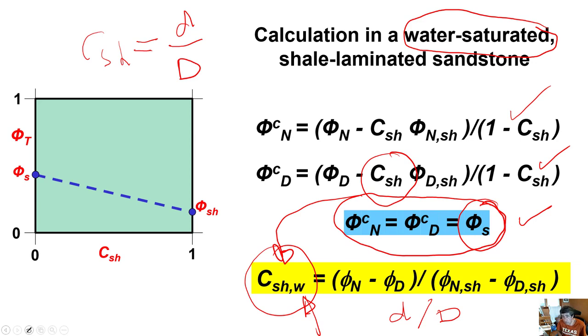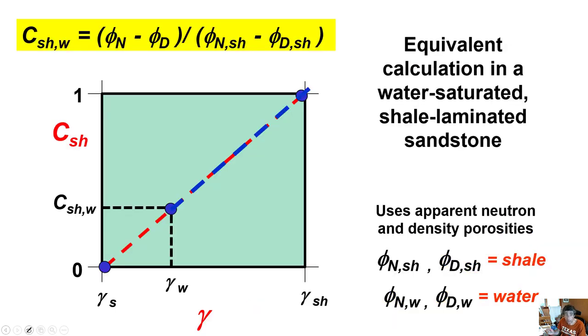And as a consequence, now we have an equation to calculate volumetric concentration of shale. So this equation should give you exactly the same values when you apply it to the gamma ray log, but this is just an alternative way of doing it. So here we have two possibilities. Just to remind you, we have two possibilities. One is to use the gamma ray log to calculate CSH using that linear mixing law, but that requires that you have a clean sandstone.